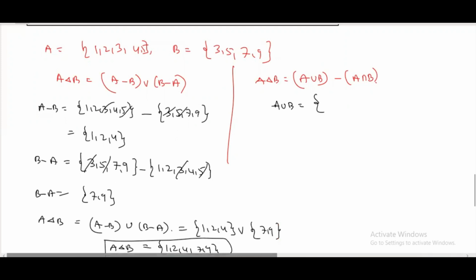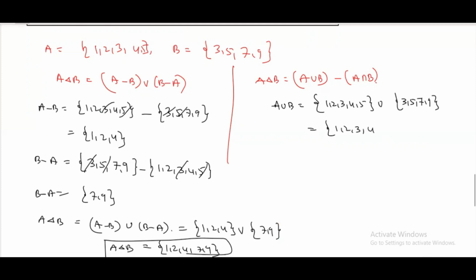So how can you find A union B? {1, 2, 3, 4, 5} union {3, 5, 7, 9}. So the union of these two is {1, 2, 3, 4, 5, 7, 9}. So this is A union B we will get.